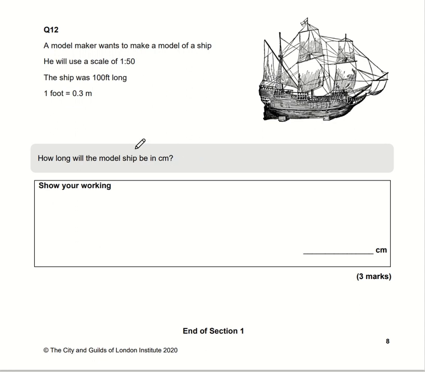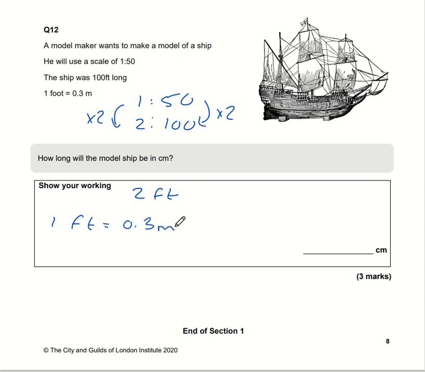Okay, so if the scale is 1 to 50, and in real life the ship was 100 foot long, then that is twice 50, so therefore we need to double the 1. So therefore the model is 2 foot. Now we know that 1 foot equals 0.3 metres.